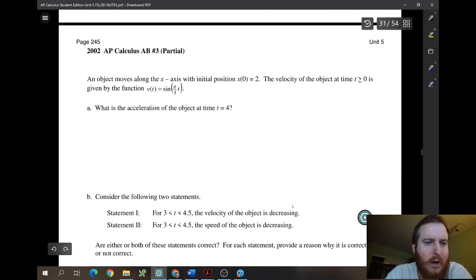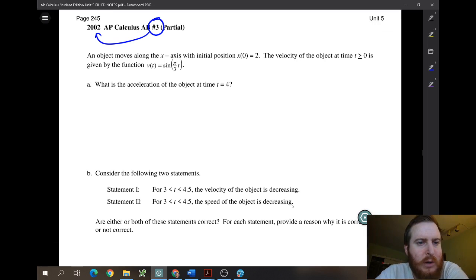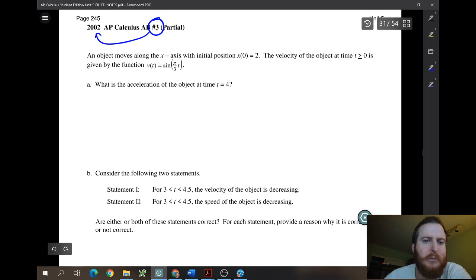Now, moving on. This again is number 3, but it's from 2002. So that would have been with a calculator. So an object moves along the x-axis with position x of 0 equals 2. And then the velocity is given by this function. They don't use units here. So if they don't use units in the question stem, meaning the instructions, then you don't need to report any units. So what is the acceleration of the object at time 4?